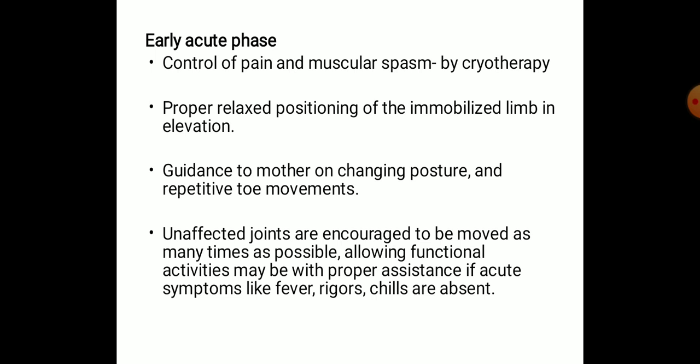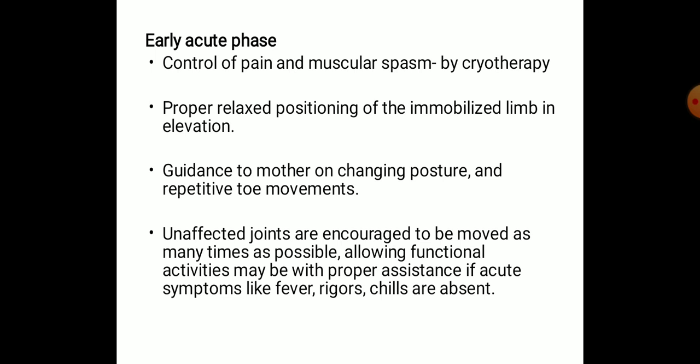Primarily, one of the complaints the patient will have is pain and muscular spasm, because it's an infection of the bone. It can give severe pain and spasm of the surrounding muscular structures. So how can we control the pain? The best modality which can reduce pain in the acute phase is cryotherapy. Application of cryotherapy to that particular area can reduce the pain as well as reduce muscle spasm.